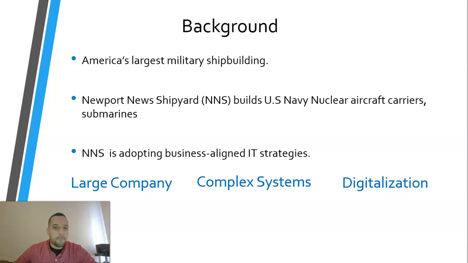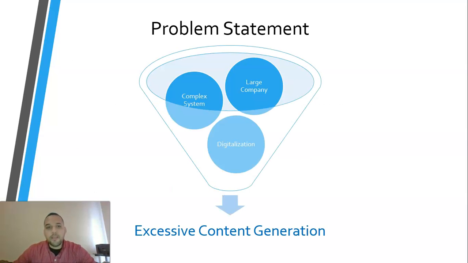So a little bit about the project background. I work for the Newport News Shipbuilding Company, which is one of the largest American military shipbuilding companies. NNS also builds, within this division, aircraft carriers and submarines that are nuclear powered. Also, the NNS company is moving to digitalization. So what we have in here is a large company that builds complex systems and is moving to digitalization. If you combine all of these aspects together, what you end up having is excessive content generation.